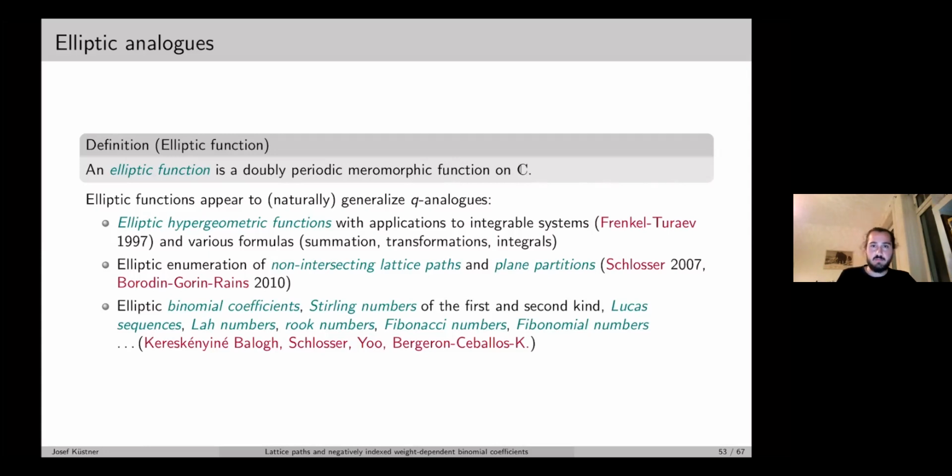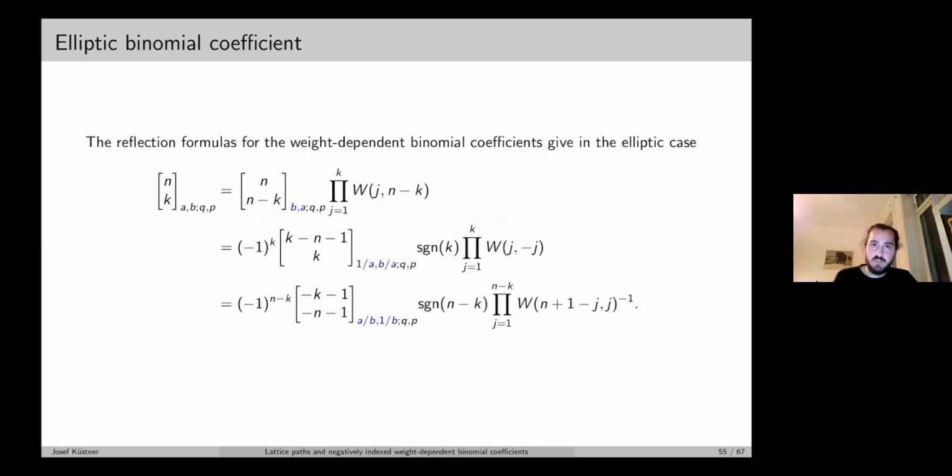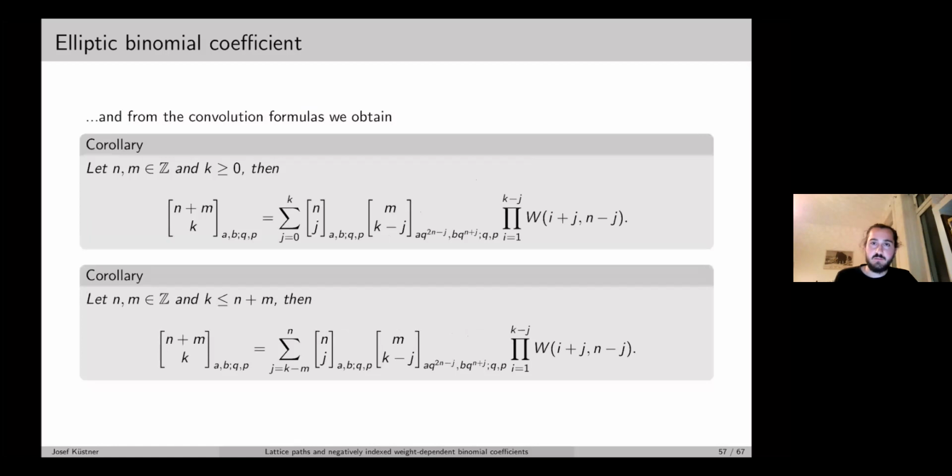And that's where the motivation came from, because now we can just take the weight equal to some fraction of products of theta functions, which you don't have to know, but just know that we can do that, and then we have the elliptic binomial coefficient, which comes out of that. And we have all the theorems that we had before, now for the elliptic binomial coefficients. So we have reflection formulas, we have a binomial theorem, we have summation formulas.